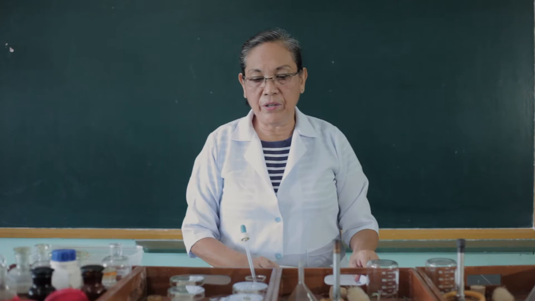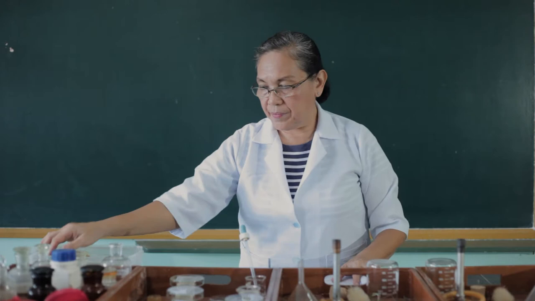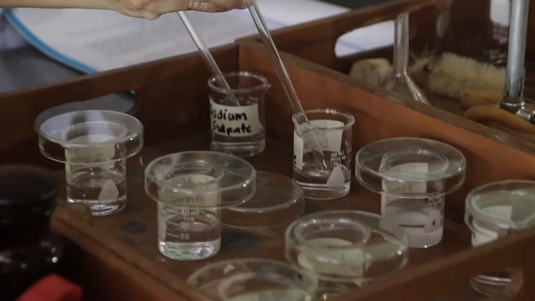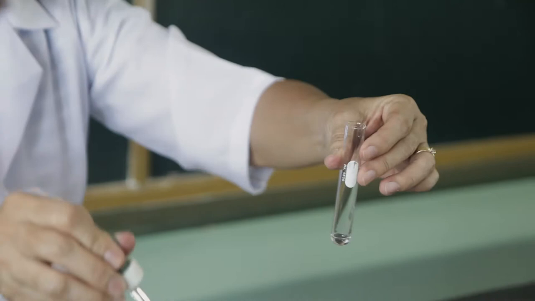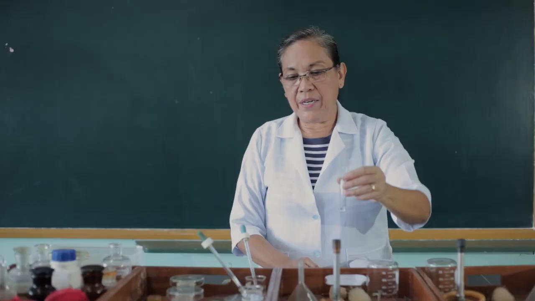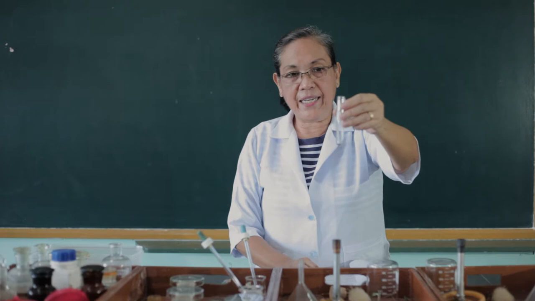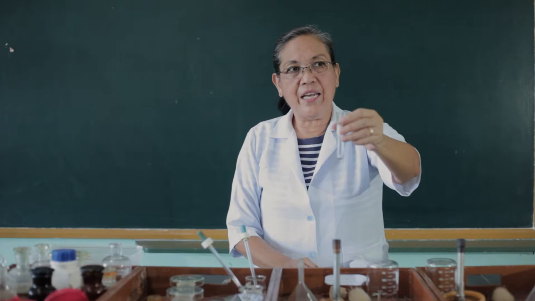The next procedure is to test for the presence of the carbonate ion. So we're going to use here the sodium carbonate. Let's get 2 ml of the sample of sodium carbonate. We have here already the sodium carbonate, and let us test its presence by reacting this with the calcium hydroxide using its vapor once it is added with the sulfuric acid.